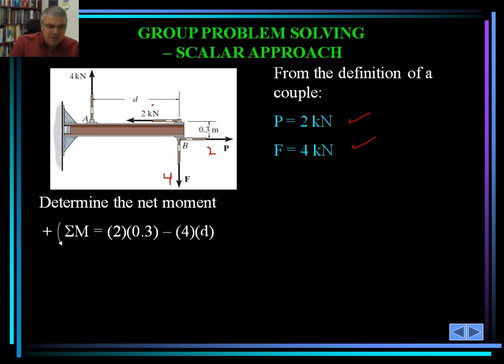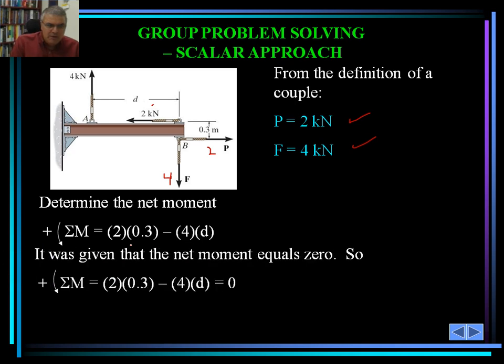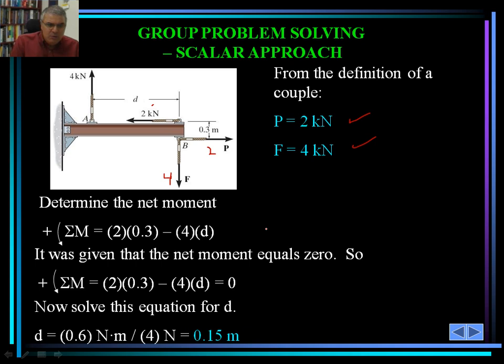Now determine the net moment. Summation of moment is 2 times 0.3 minus 4 times d. We equate that to 0. As such, we can easily calculate d, as you can see.